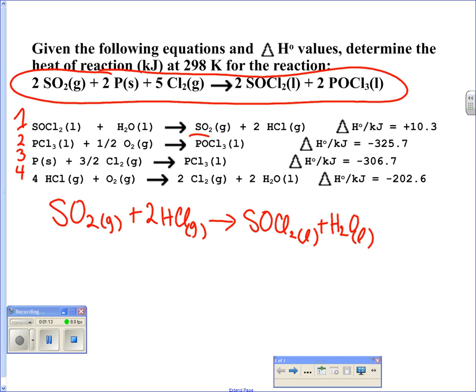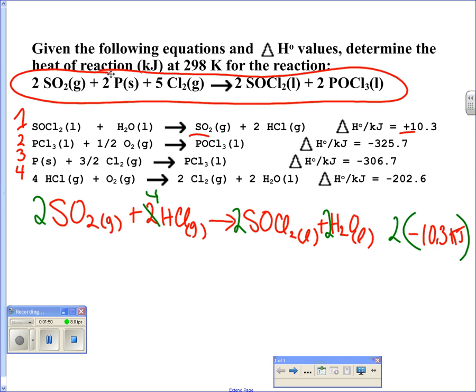Whenever you flip a reaction, you have to change the sign. So the delta H, instead of a positive 10.3, will now be a negative 10.3. But I also notice that I need two SO2s, and I don't see another reaction where an SO2 is where I could add them up. So I need to multiply this entire reaction by 2. So 2, this becomes a 4, 2, and 2. I'm going to multiply the delta H by 2.